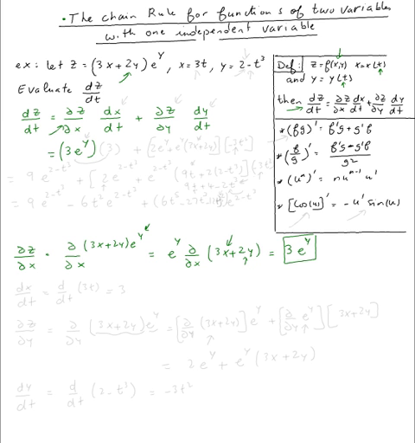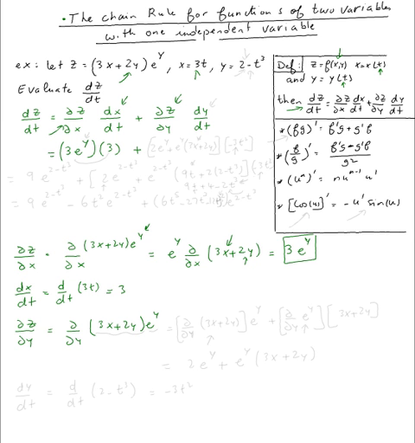Now the next thing I need is dx/dt. Here is x, the derivative with respect to t of 3t, which is 3. So I plug in my 3, plus. The next thing I need is partial z with respect to y. Partial z with respect to y is the partial with respect to y of z, and my z is (3x plus 2y) e to the y.